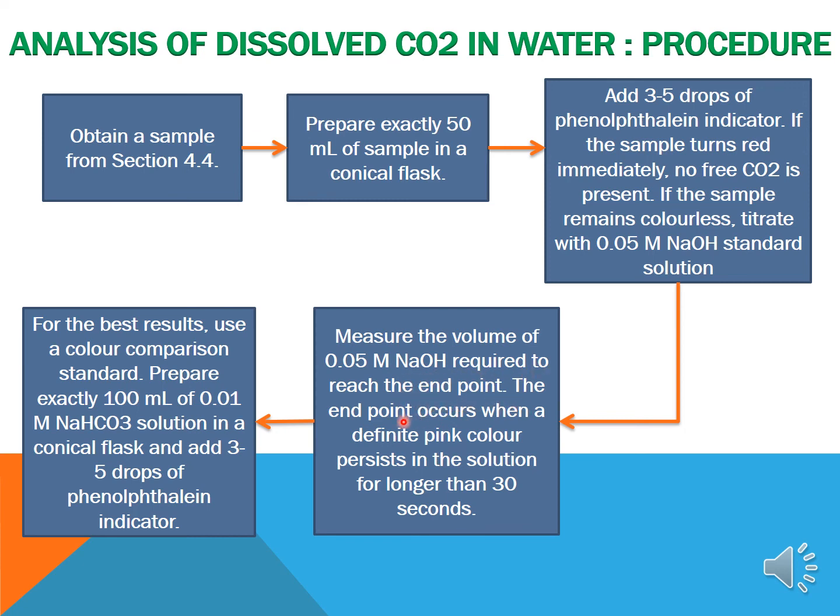The endpoint occurs when a definite pink color persists in the solution for longer than 30 seconds. For the best result, use a color comparison standard. Prepare exactly 100 ml of 0.01 mole NaHCO3 solution in a conical flask and add 3 to 5 drops of phenolphthalein indicator.